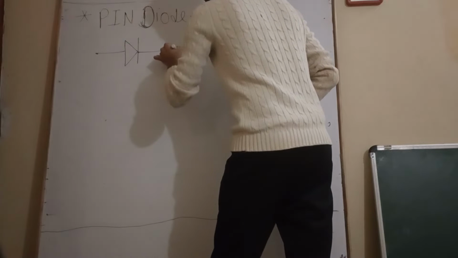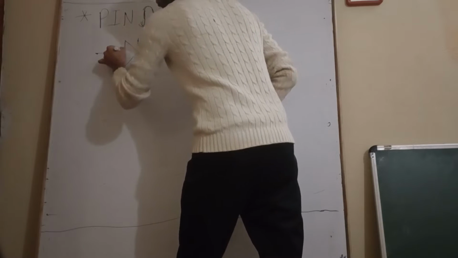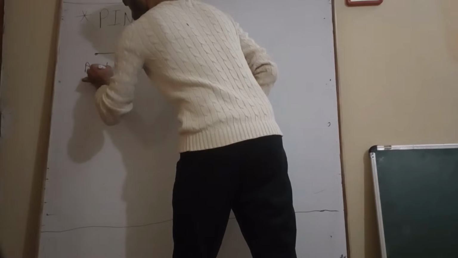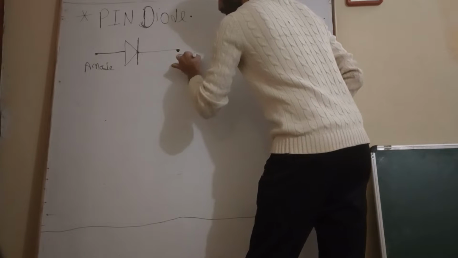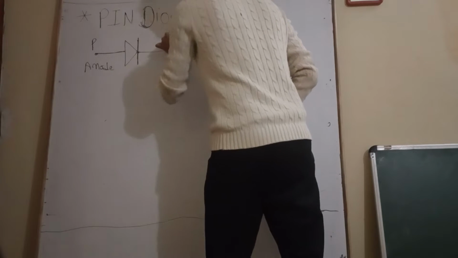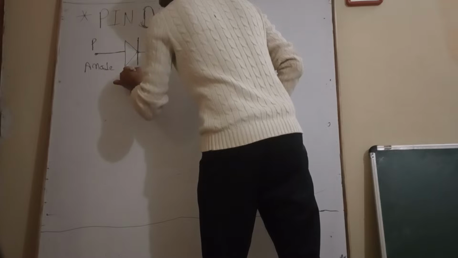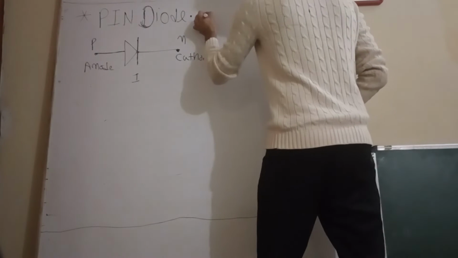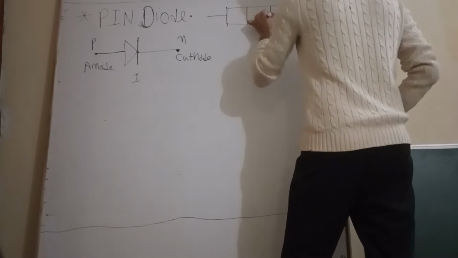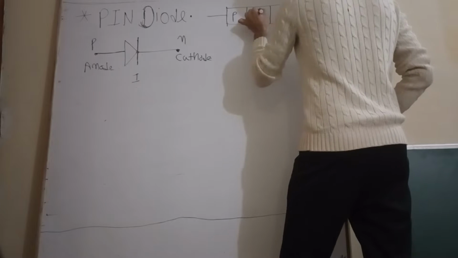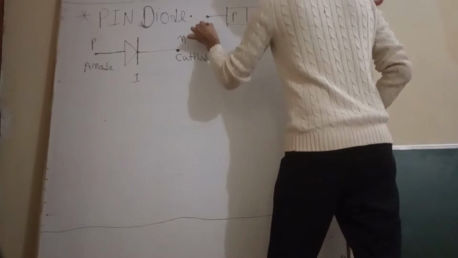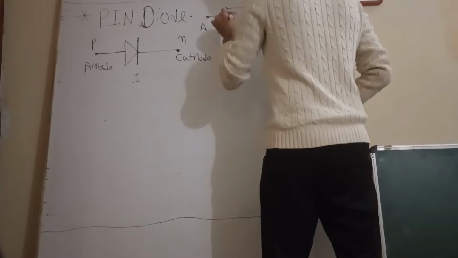It is similar to the general PN diode. This is my anode and this is my cathode. This is the P side, this is the N side, and this is the intrinsic side. So a PIN diode has a P region, an N region and an I region, with the anode and cathode at the ends.